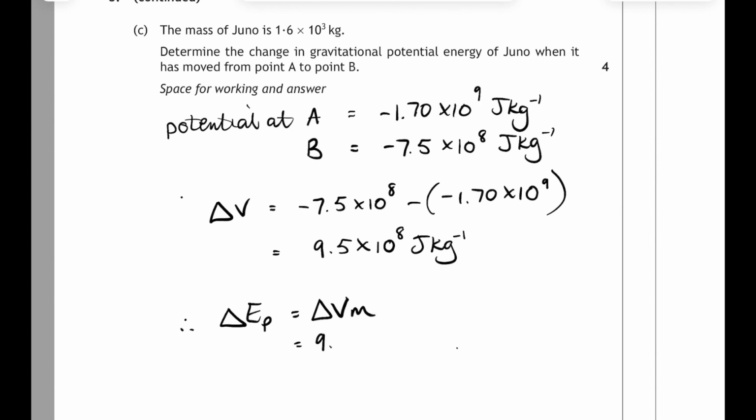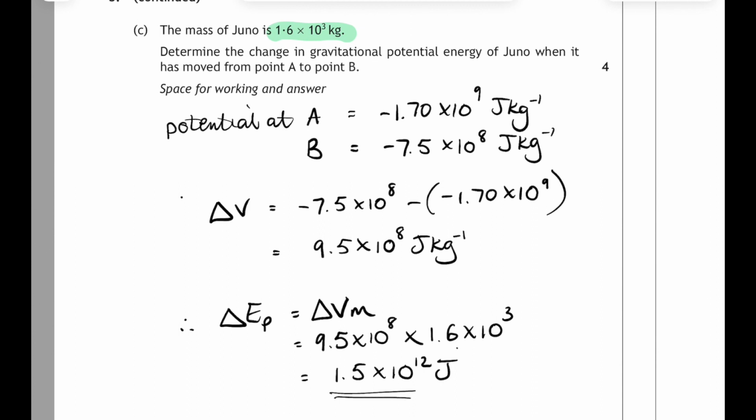So 9.5 times 10 to the 8, that was the change in gravitational potential, times the mass of Juno, which was 1.6 times 10 to the 3, gives us a change in gravitational potential energy of 1.5 times 10 to the 12 joules. That's pretty tricky.